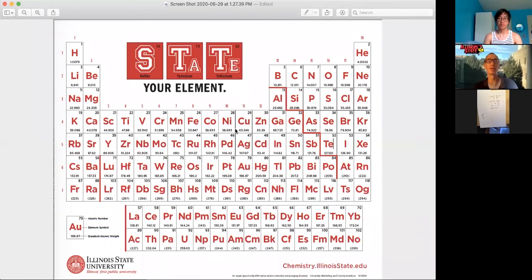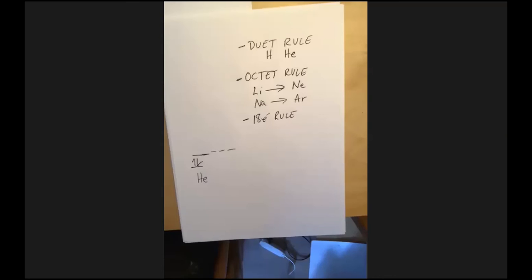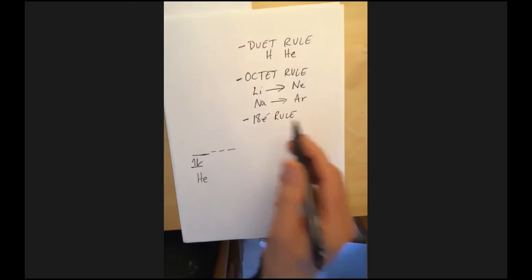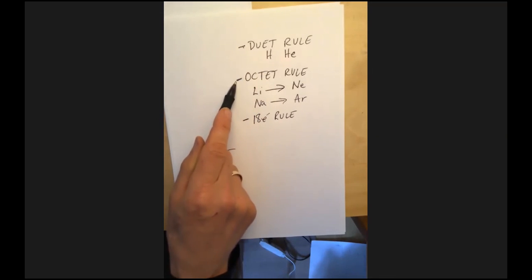And it has to do with elements further down the periodic table wanting to fill up the 4s, the 3d, and the 4p across row number 4. And subsequently, the 5s, the 4d, and the 5p. And so the duet rule, the octet rule, and the 18 electron rule all come from the same orbitals being filled as we go across the periodic table.